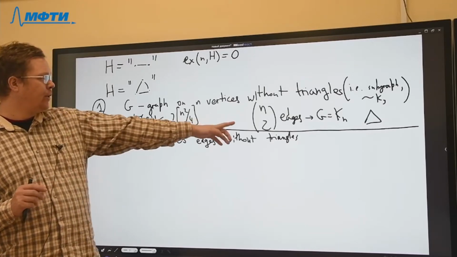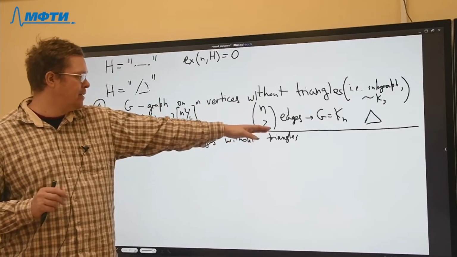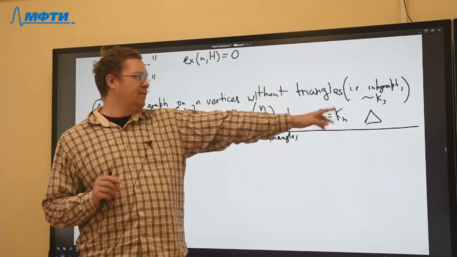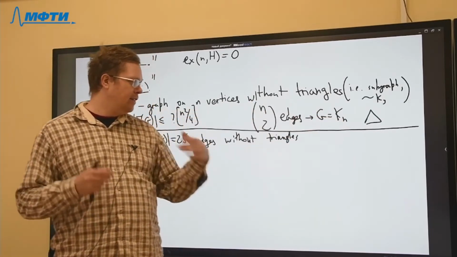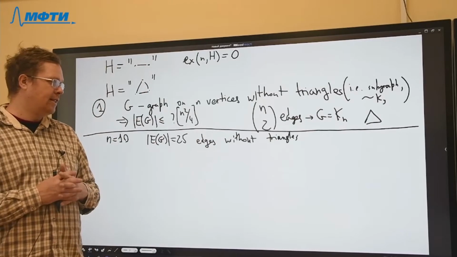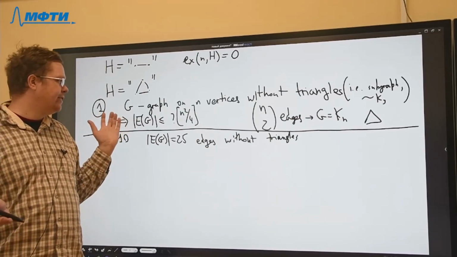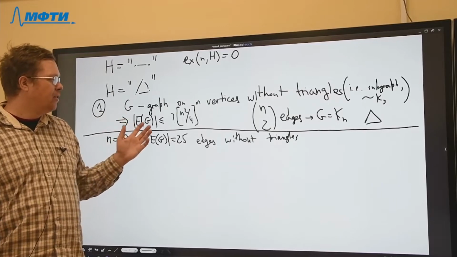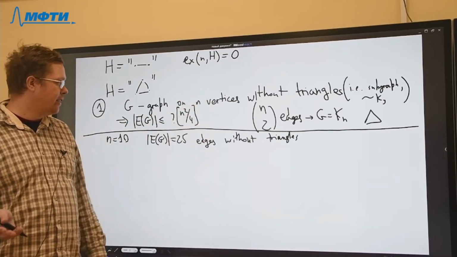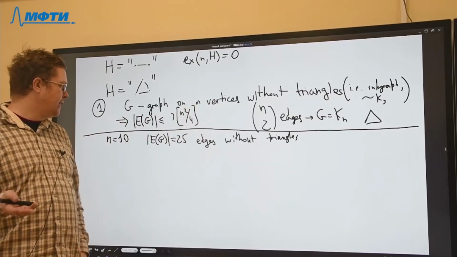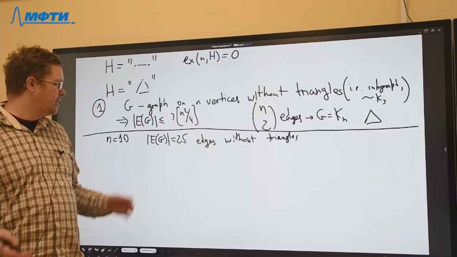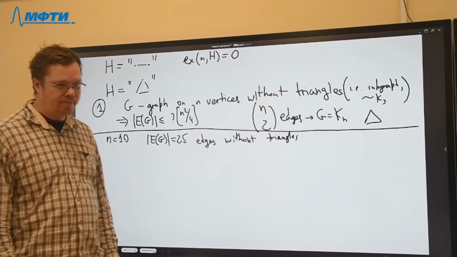Of course, if we have n choose 2 edges, it means that the graph is the complete graph Kn, and it of course contains a triangle. And of course, if we have 0 edges or n edges, we can provide a graph without triangles. But can we find the maximal number of edges such that there are no triangles in this graph?